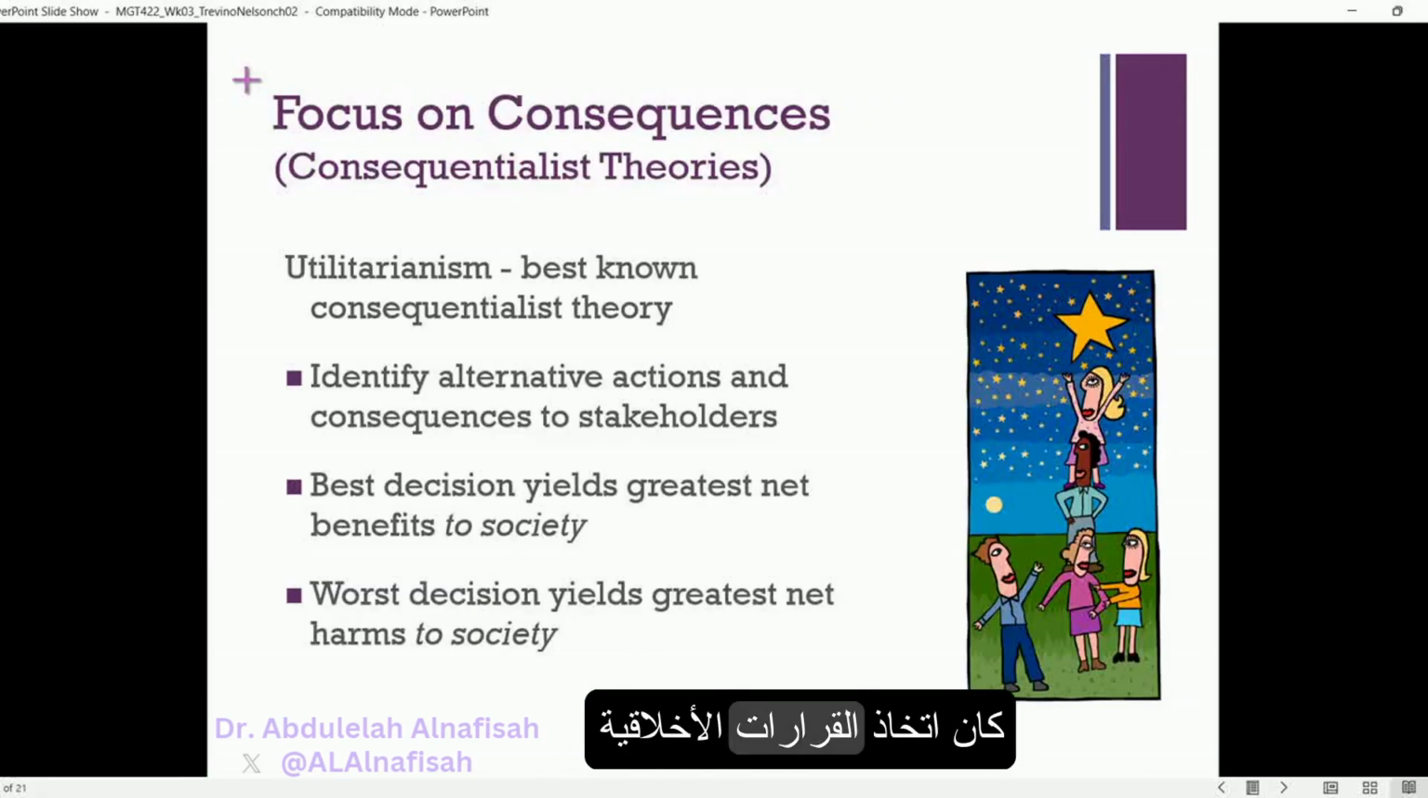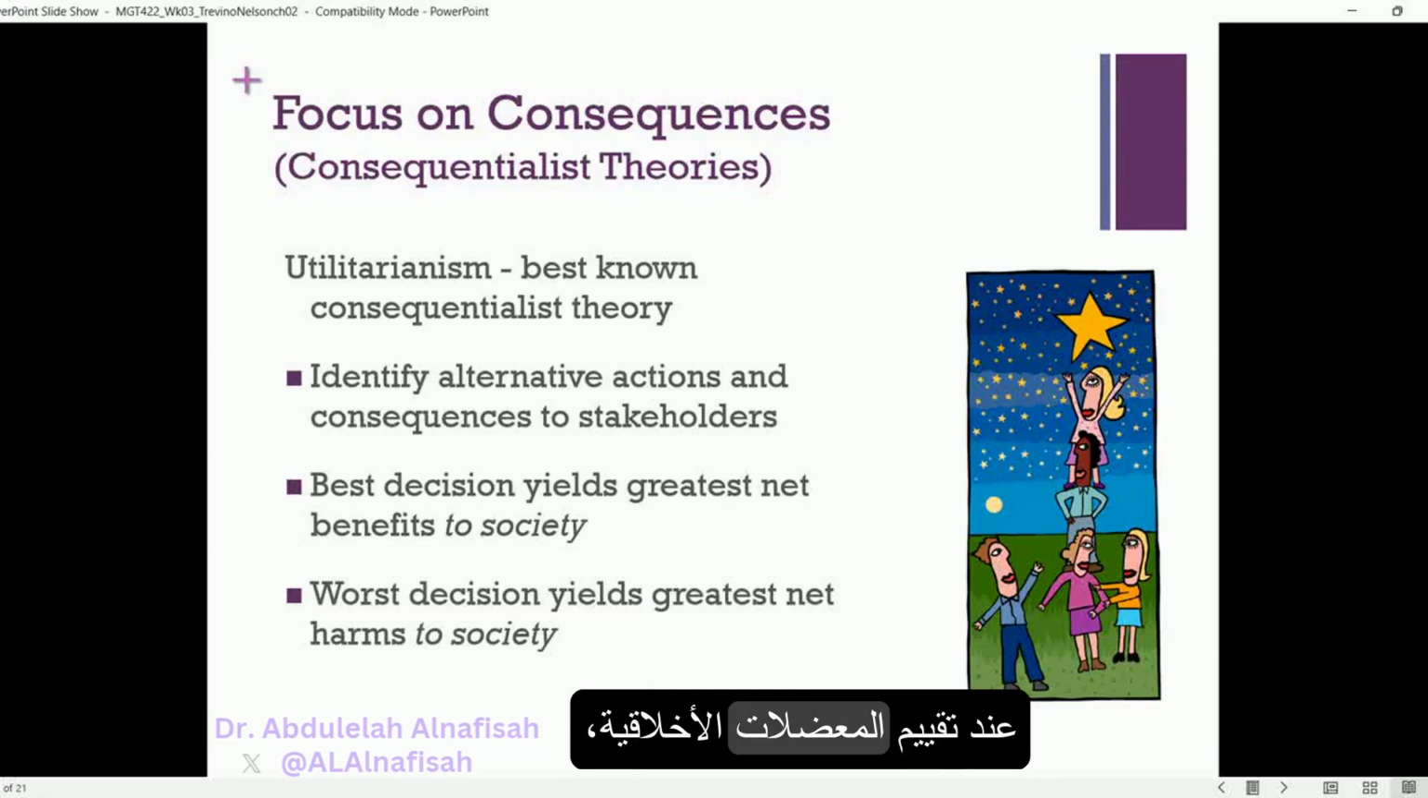Ethical decision-making has been a subject of debate among philosophers for centuries. While not delving into a full philosophy course, practical principles for making ethical decisions are highlighted. Contemporary approaches such as consequentialist theories, like utilitarianism, focus on the outcomes or consequences of actions. Utilitarianism, for instance, suggests that ethical decisions should maximize benefits for society and minimize harm.